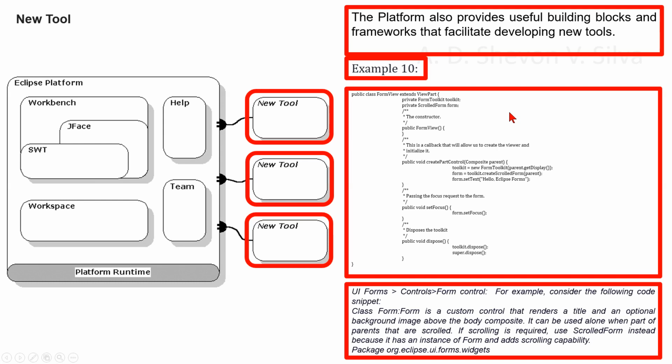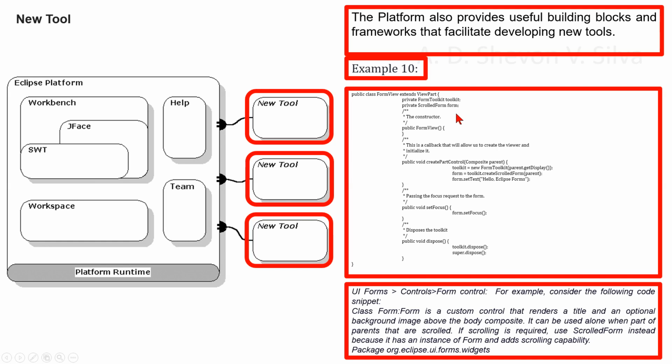when a part of the parents is scrolled. If scrolling is required, use ScrolledForm instead, because it has an instance of form and adds scrolling capability. Form is in the package org.eclipse.ui.forms.widgets. Form is a basic control used to host UI forms. It provides settings for a title and scrolling the content, similar to a web browser.